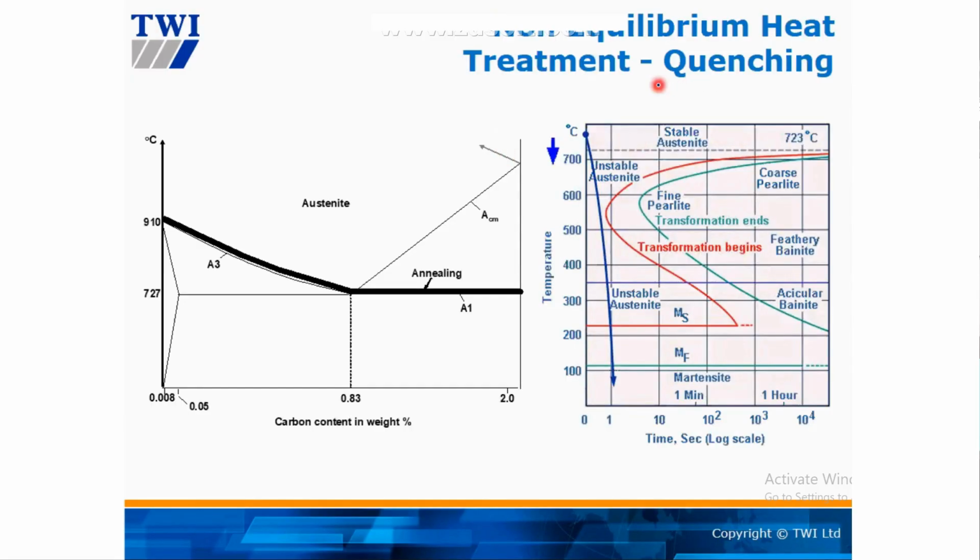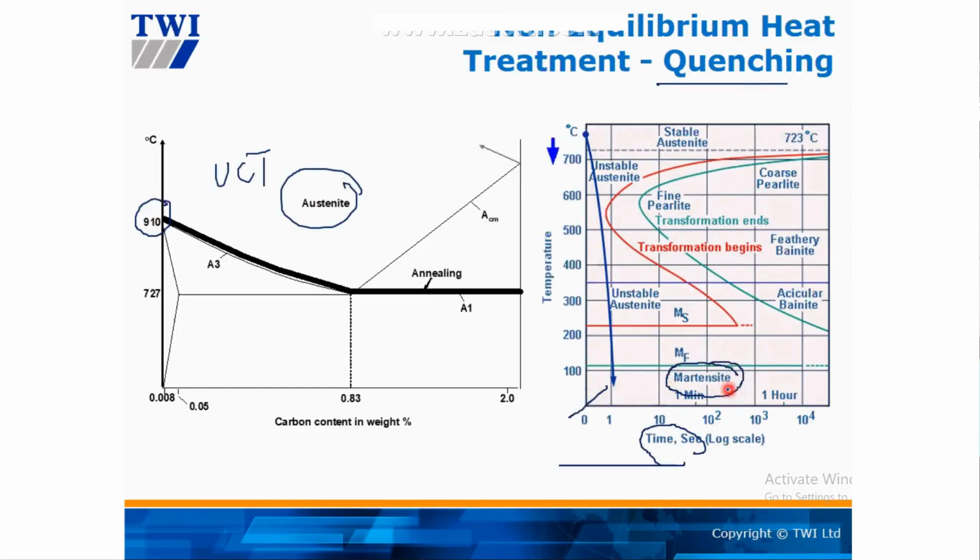All right, quenching. Quenching again, this applies at 910 degrees, which is above the upper critical temperature. Then we got austenite. And then this is very fast cooling. You see here the time, very fast. So as a result, we got martensite grain, which produces hard and brittle material, martensite. That's what we got in quenching.